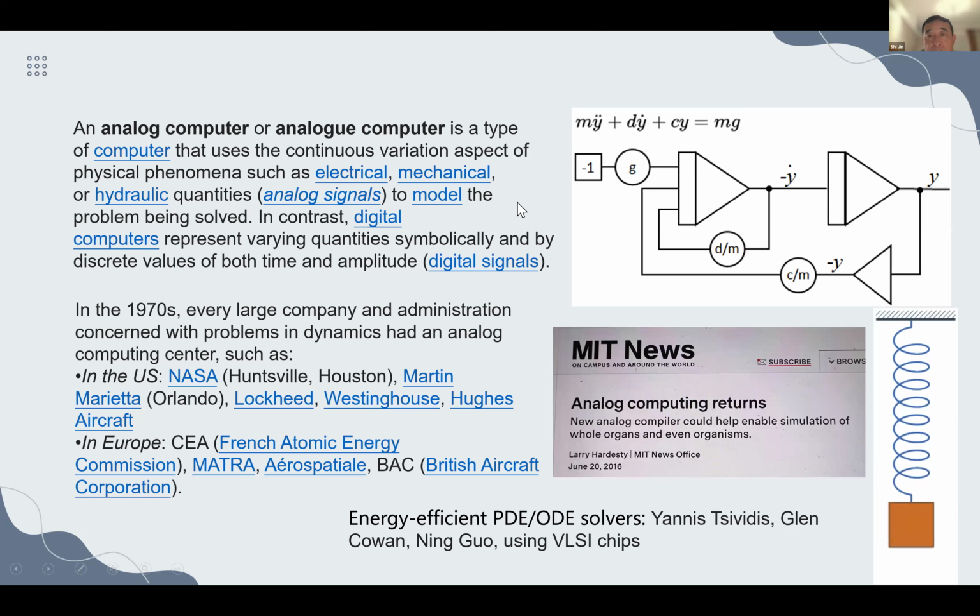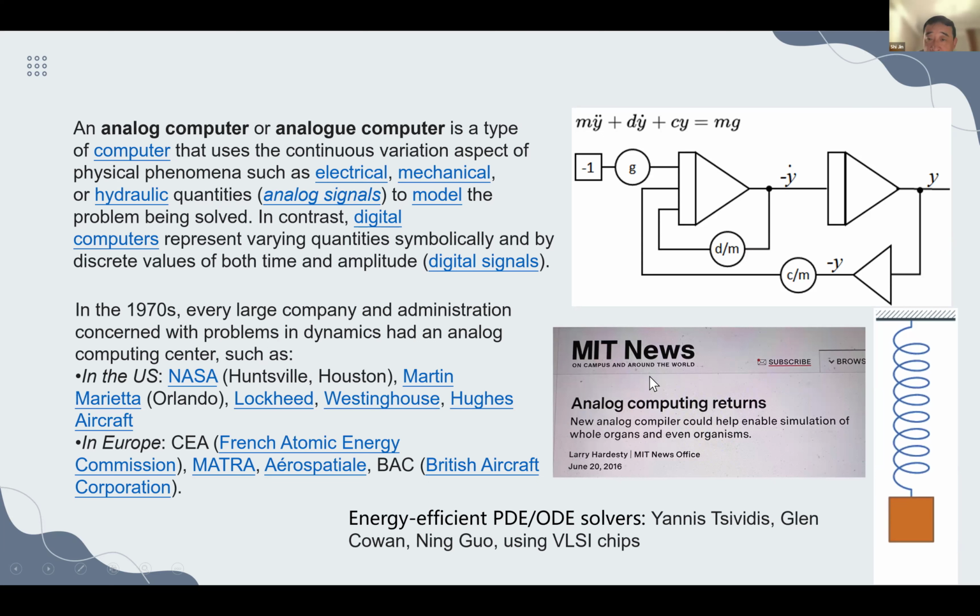Probably most of the audience are too young to remember that even for classical computers, the digital computer only becomes dominant in the 70s. Before that, everyone was doing analog computers, obviously in the US and everywhere else. Basically, the computer could only be designed to solve specific problems. And actually, even the classical analog computer has been revived.